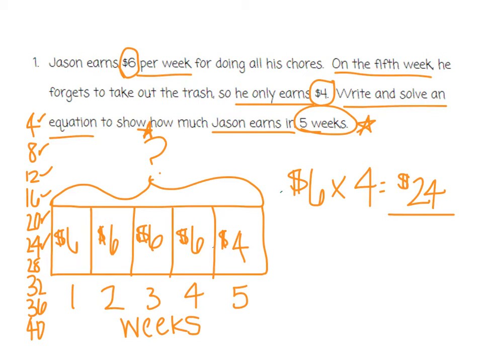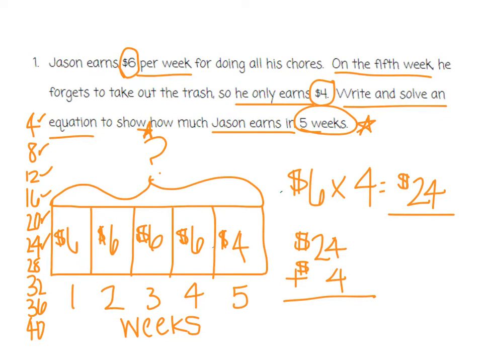So now all I need to do is add on the 5th week. So $24 for the first 4 weeks plus $4 for the 5th week. Go ahead and solve this addition problem. Pause the video while you work and replay when you're ready.